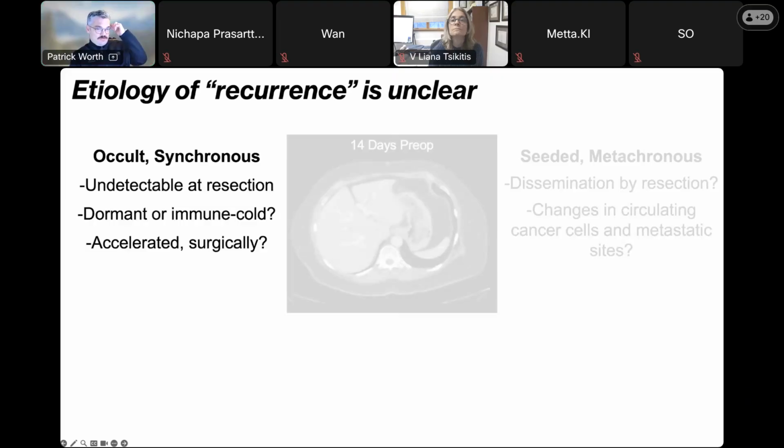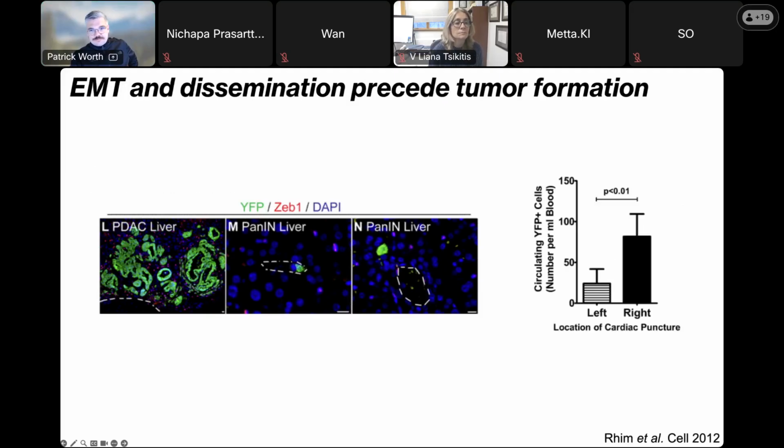Into the occult synchronous hypothesis and some of the published literature around this potential origin of these rapidly recurrent metastatic lesions. One of the really important things to understand about pancreatic cancer, a difference in paradigm from the way we think about a lot of malignancies, is that we can identify markers of carcinogenesis, metastasis, and dissemination in these lesions, at least in preclinical models, prior to having tumors form.